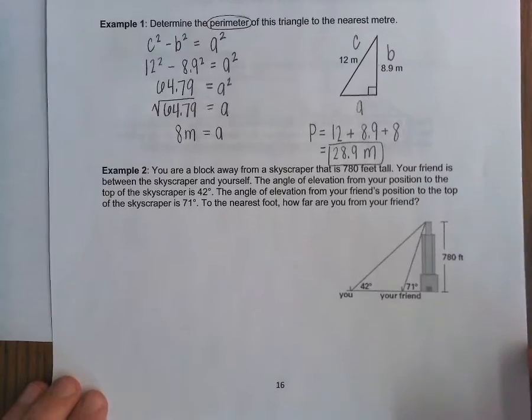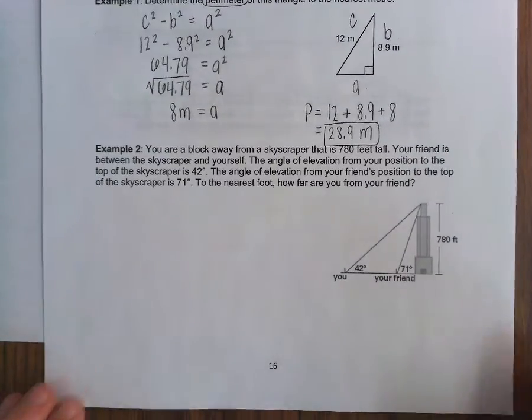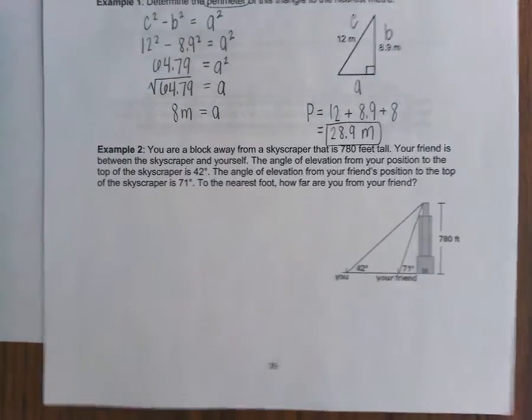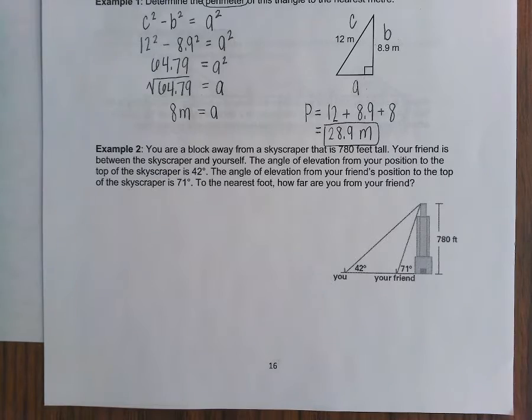If we look at example 2, it says you are a block away from a skyscraper that is 780 feet tall. Your friend is standing between the skyscraper and yourself. The angle of elevation from your position to the top of the skyscraper is 42 degrees, and the angle of elevation from your friend's position to the top of the skyscraper is 71 degrees. To the nearest foot, how far are you from your friend?